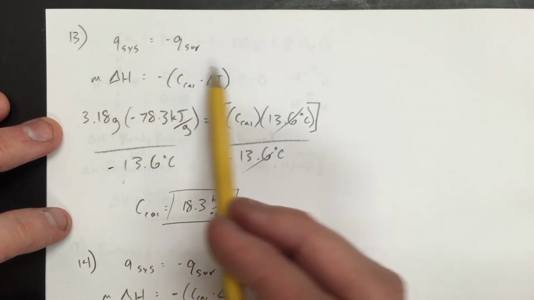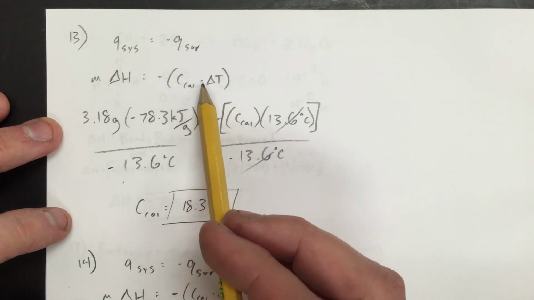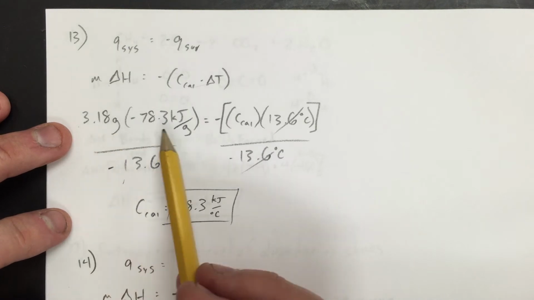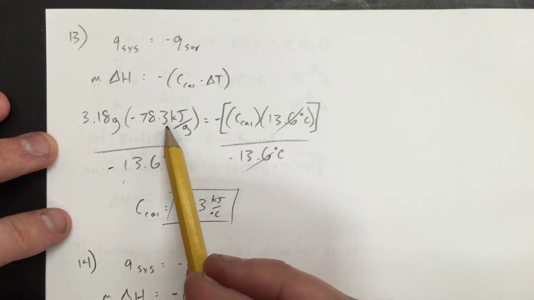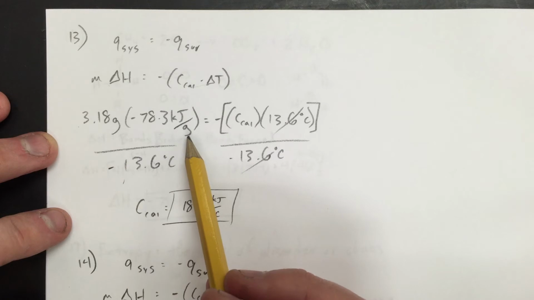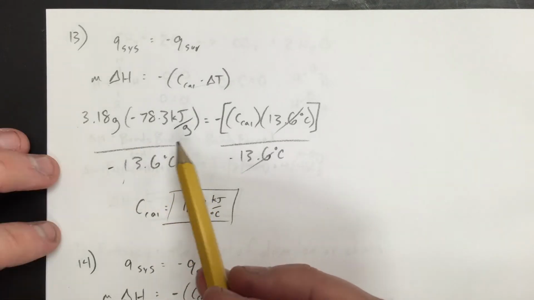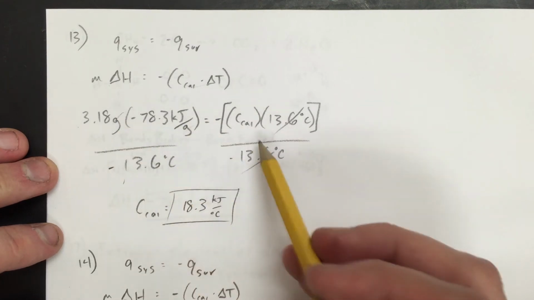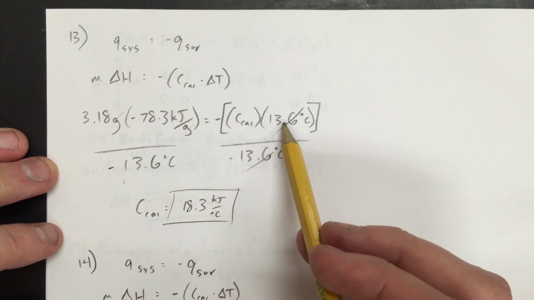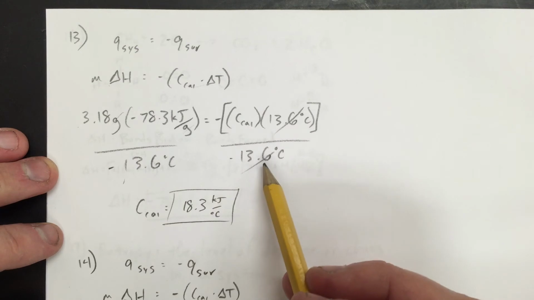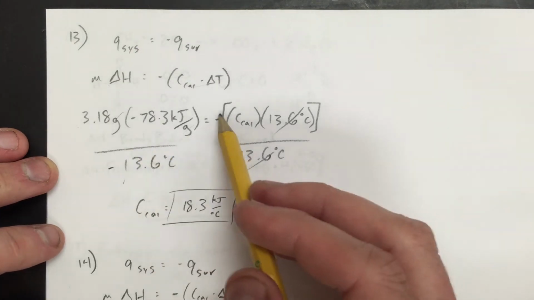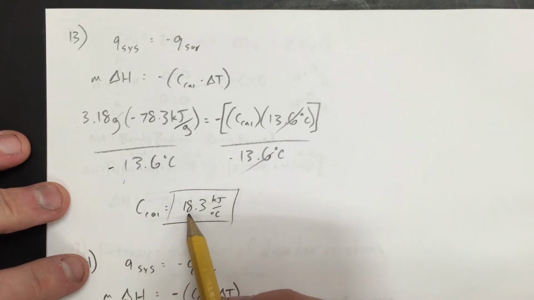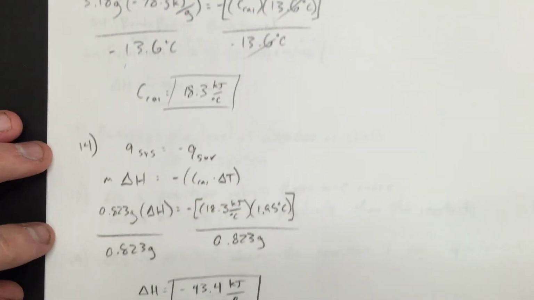And because it's a bomb calorimeter, we're going to use C calorimeter times delta T. So we know how many grams we have. We also know the delta H. Luckily, the delta H is in kilojoules per gram because it doesn't tell us what the material is. We couldn't convert to moles, so luckily it's already in kilojoules per gram, so the grams cancel out. Then we have negative C for the calorimeter times delta T, so we divide both sides by the delta T, and those negatives cancel out over here and over here. So we get C for the calorimeter is equal to 18.3 kilojoules per degree Celsius.